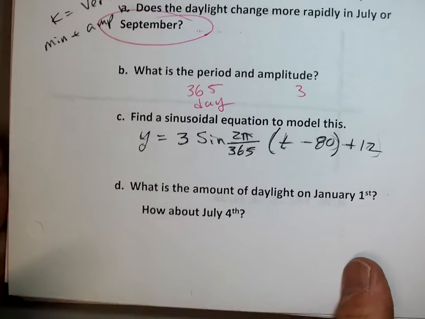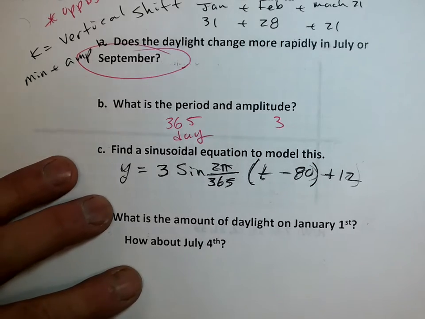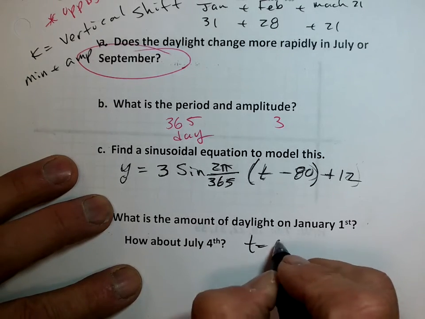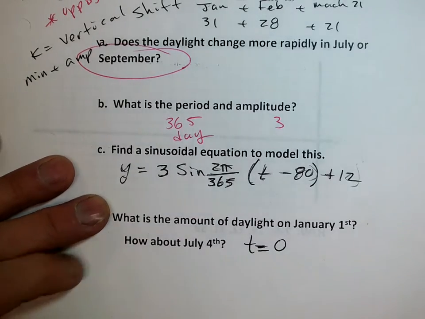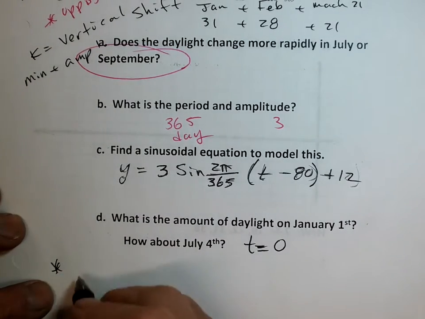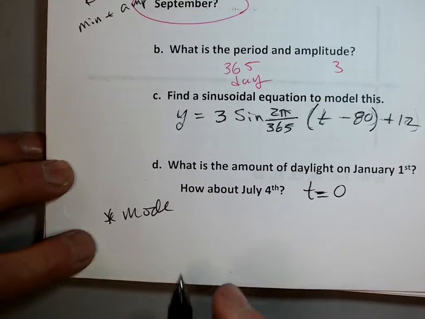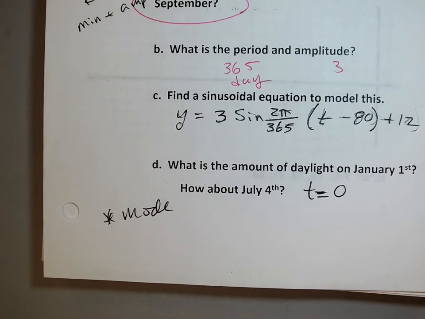Okay, so January 1st would be what day? Day 0. So, what I want to do is plug in t equals 0. I'm going to plug that in my calculator, right? Before I do anything, let's change our mode into radians. It's got to be radians because we're working with 2 pi. Agree? Radians.